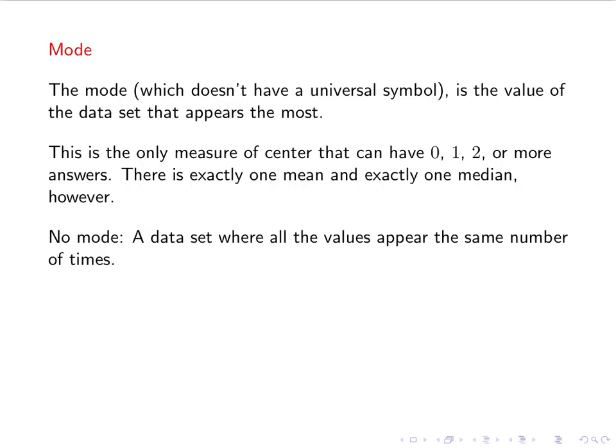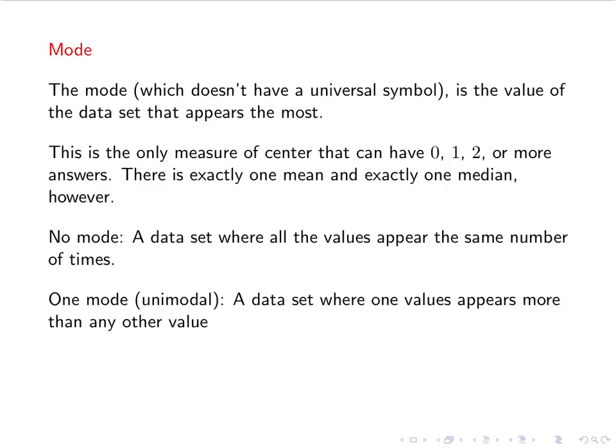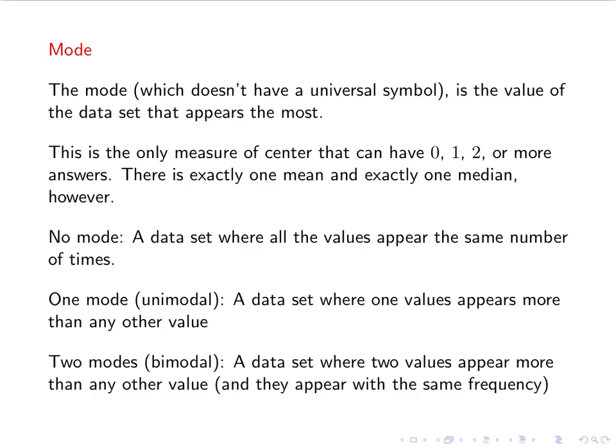So if the data set has no mode, that means that all the values appear the same number of times. One mode, we call the data set unimodal, is if the data set has one value that appears more than any other value. We could have two modes, where the data set is called bimodal, and that is a data set where two values appear more than any other value, and those two values appear with the same frequency. So the frequency is just how many times it appears.